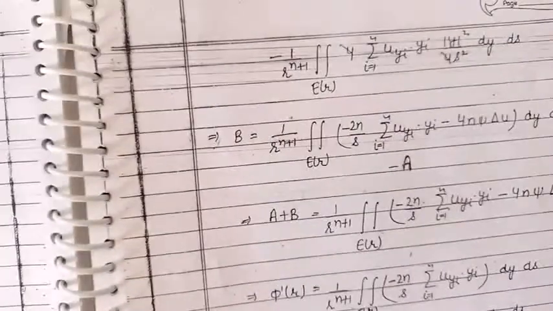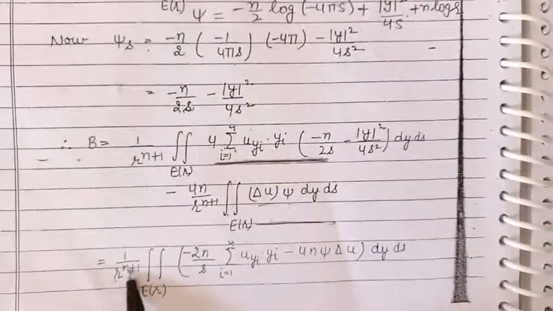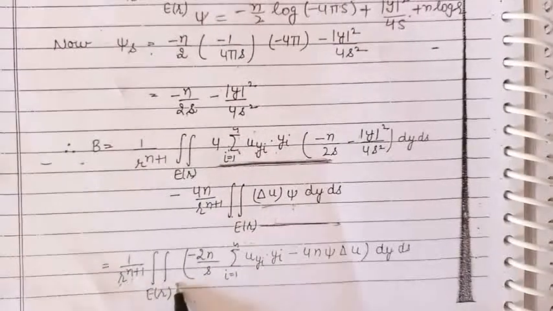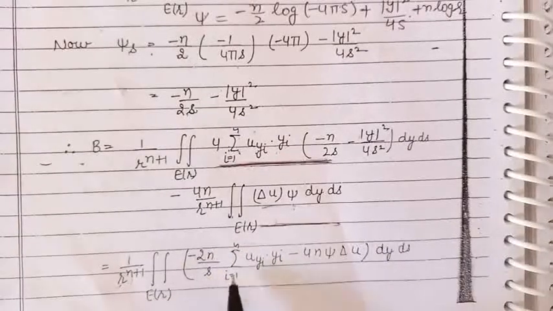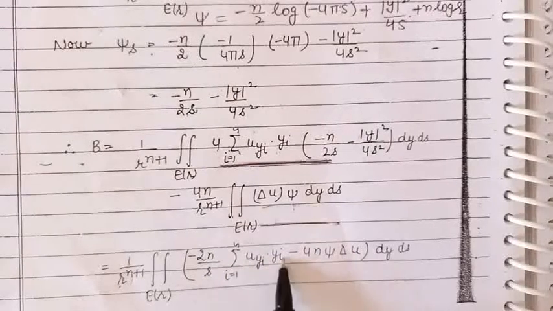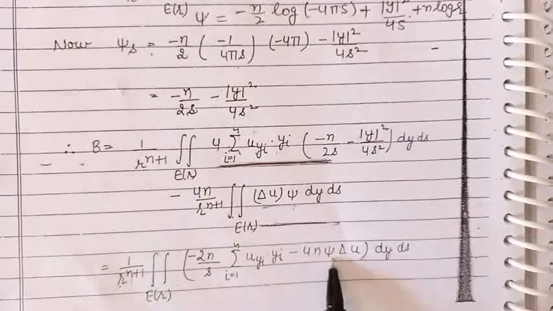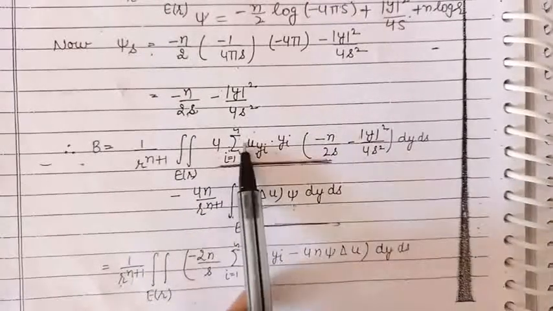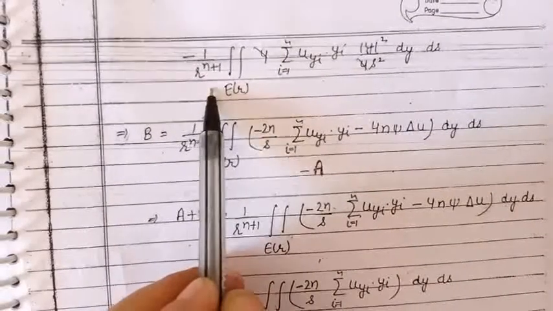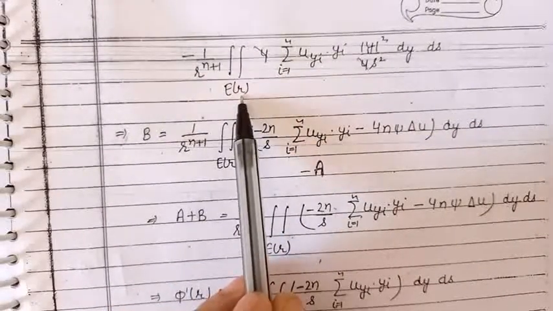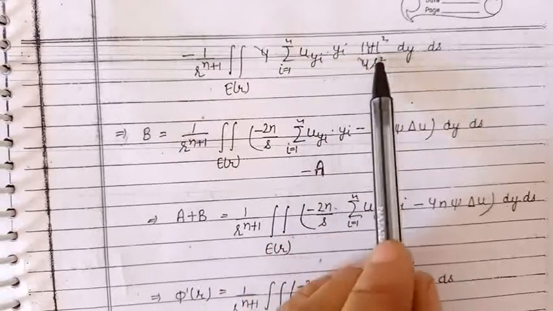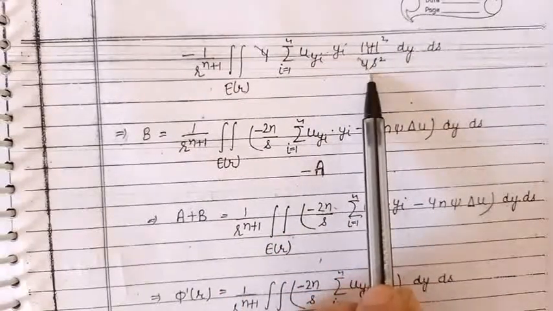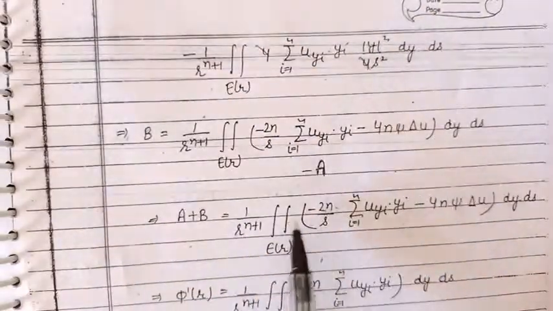So finally the value of b can be written as 1 upon r to the power n plus 1 into the double integral over the heat ball of the function minus 2n upon s summation ∂u/∂yi into yi minus 4n psi into Laplacian of u, and the term corresponding to this product will become minus 1 upon r raised to the power n plus 1 into the double integral of the function 4 into summation ∂u/∂yi into |y|² upon 4s². Now this expression we have already defined as a.